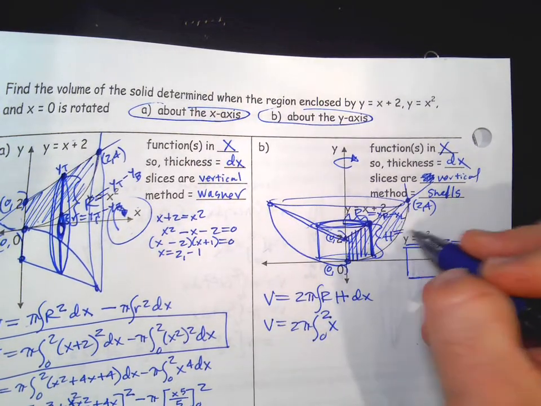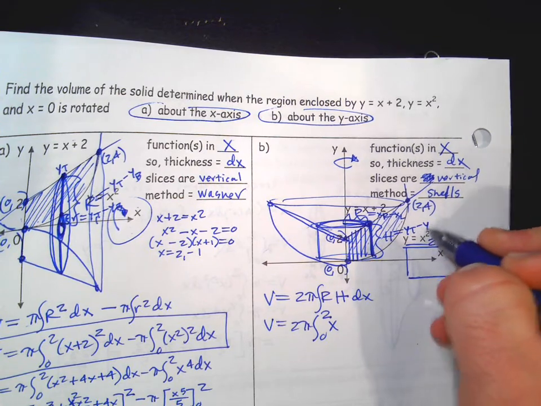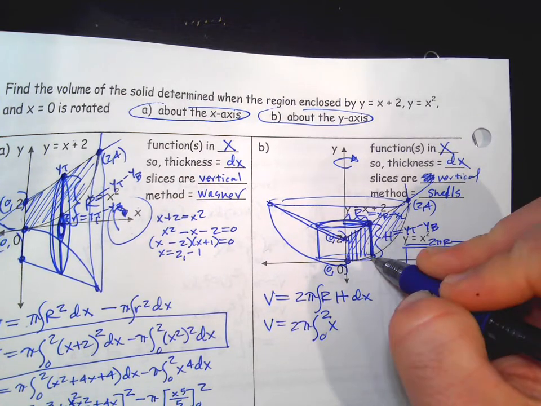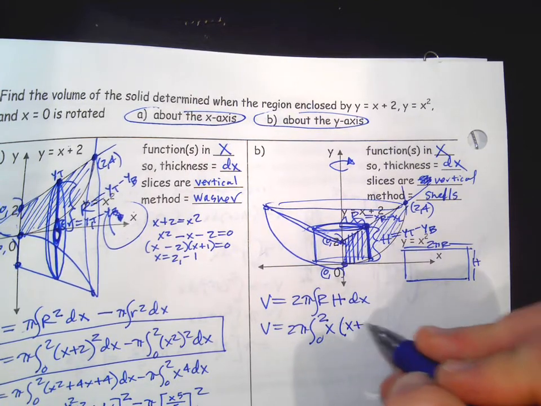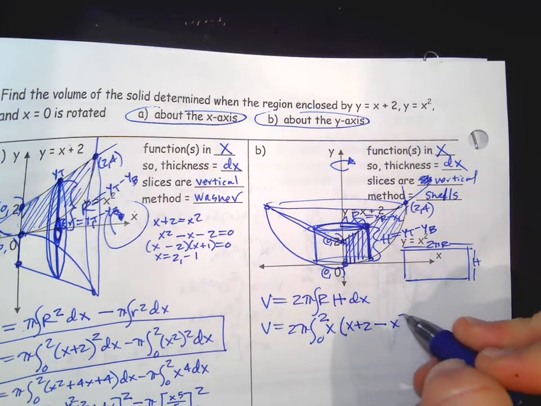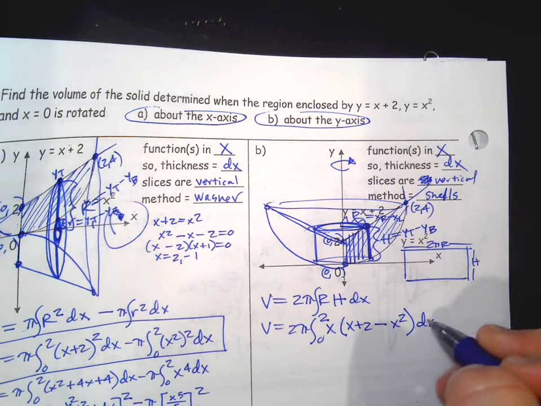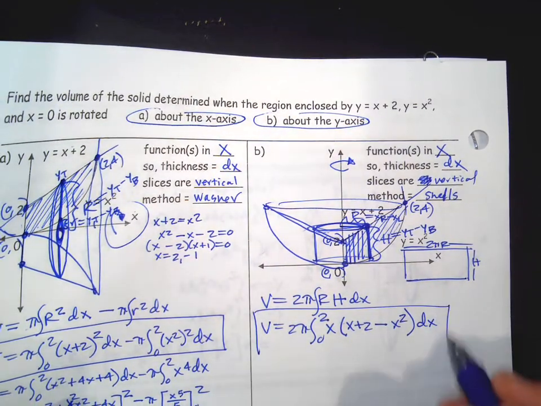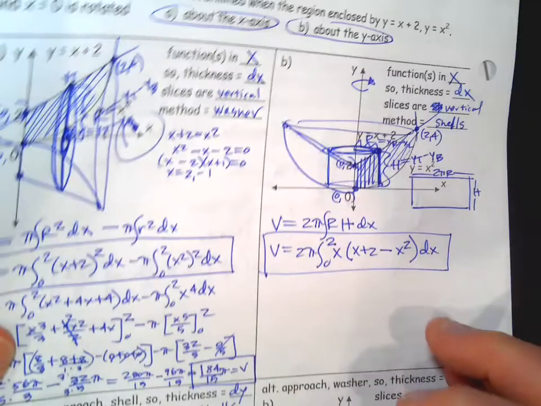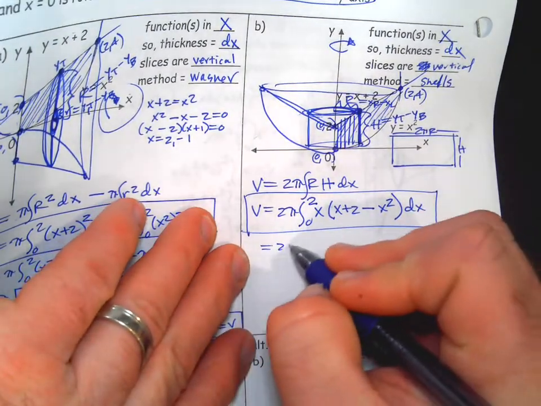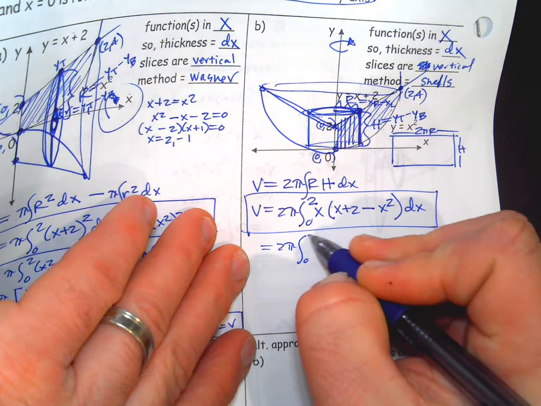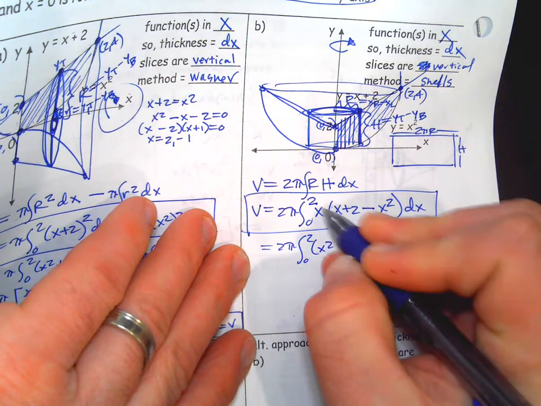The height is where the curve functions come in. Y top minus y bottom. Y top is, in terms of x, x plus 2. Y bottom is the parabola x squared. So that's your setup. You could put it in your calculator like that, or if you're going to do it by hand, you definitely want to distribute this in here.